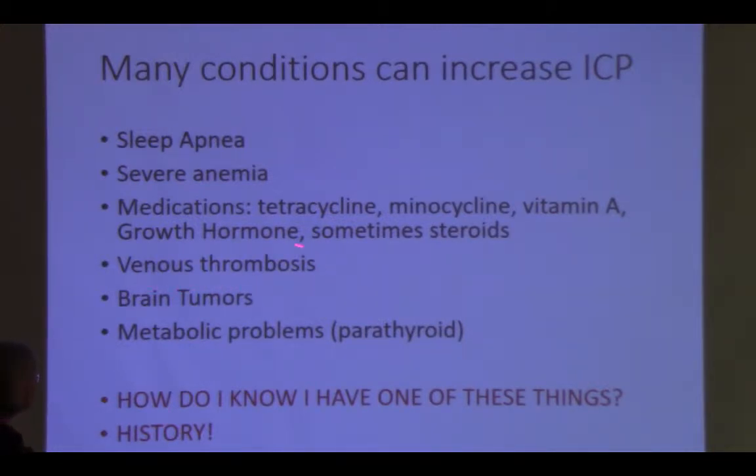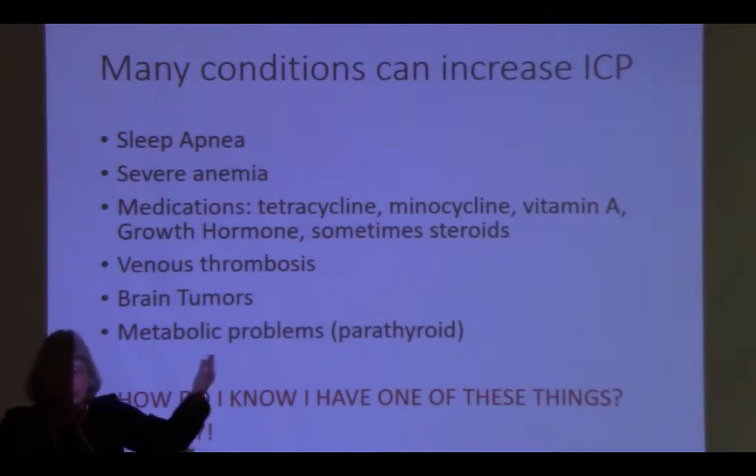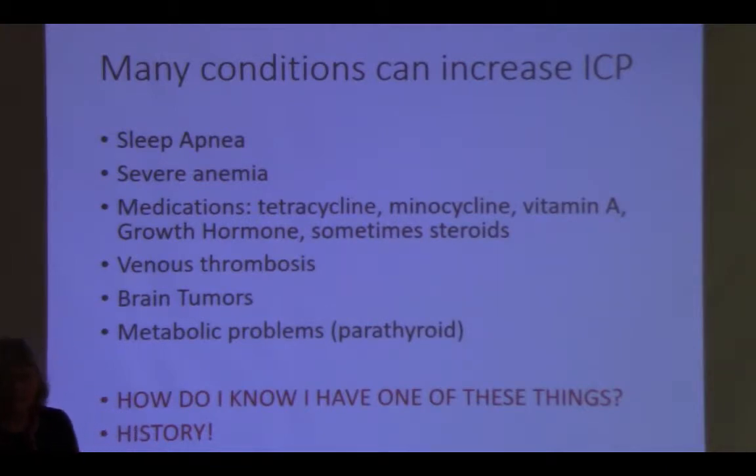And one of the most important ones is venous sinus thrombosis, because the veins are trying to drain the CSF, but if they get blocked up or have a big clot in them, they can't drain the spinal fluid. We always look for a brain tumor in this condition to be sure there's not a true brain tumor. And then we look for metabolic problems. Sometimes parathyroid disease can cause disc swelling and elevated pressure.